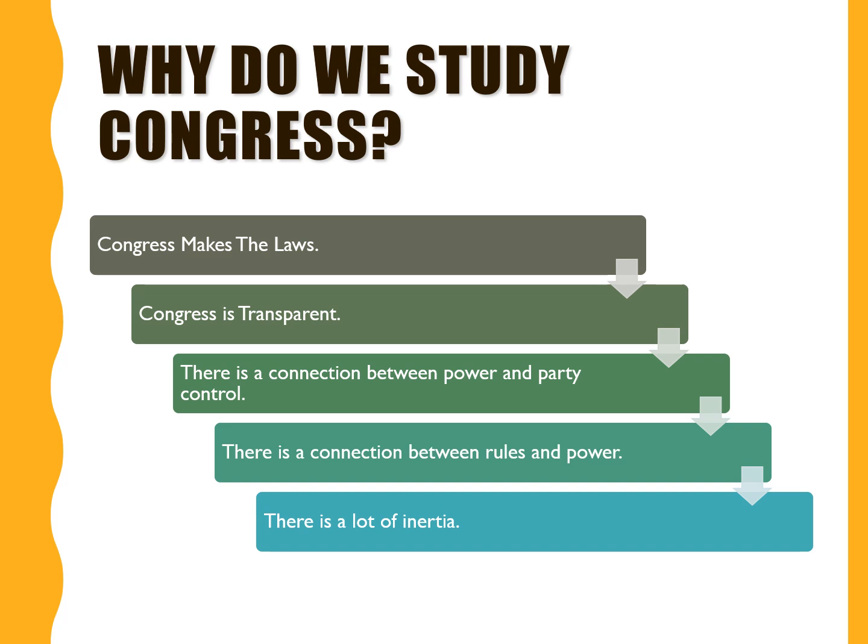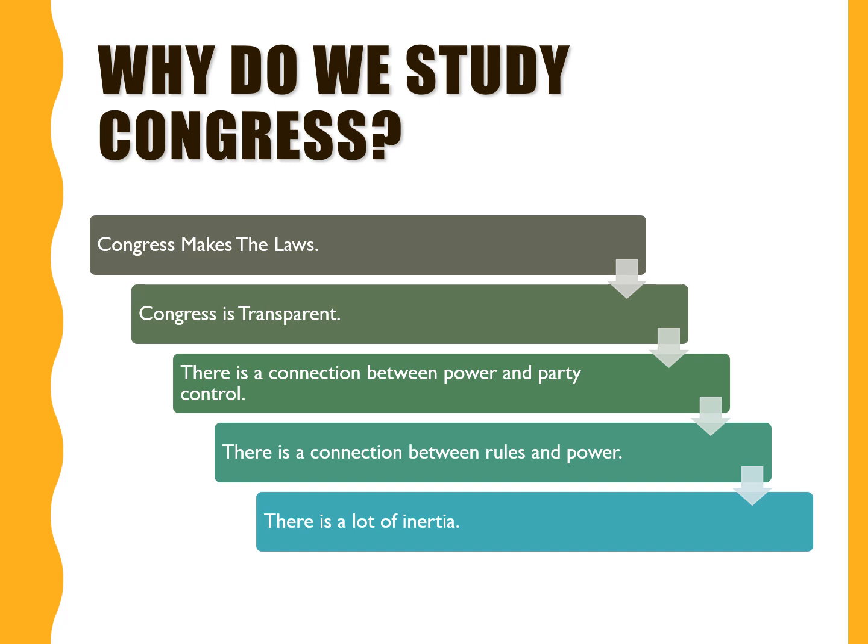There's a connection between power and party control. Obviously, there's a connection between power and party control in the presidency, but there's only one president. And they're officially not members of any party in the Supreme Court. But it is interesting to see how the party organizations in Congress tend to emphasize the power of the majority over the minority. There's also a connection between rules and power. Parties set rules, and that's how they get to determine the outcomes in most cases.